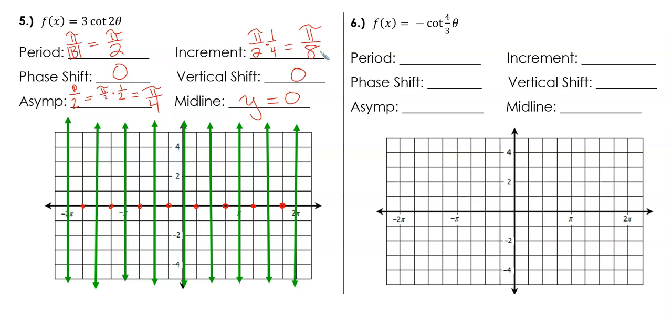Now, my increment is pi over 8. And again, it's not an amplitude, but I have a 3 in front of here. That is going to be where that next point is above and below the midline. It's not an amplitude because the graph is going to continue going above it or below it, but it's showing me where I'm going to put that next point. So pi over 8 is going to be right in here, and I'm going to go above my midline 3 and below my midline 3.